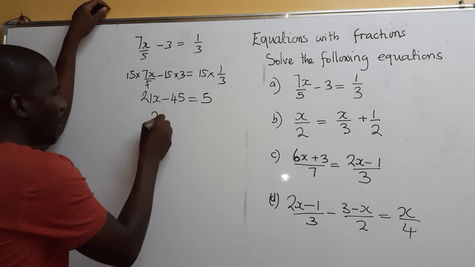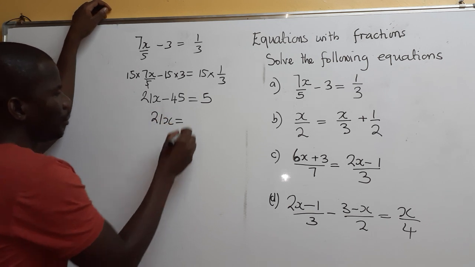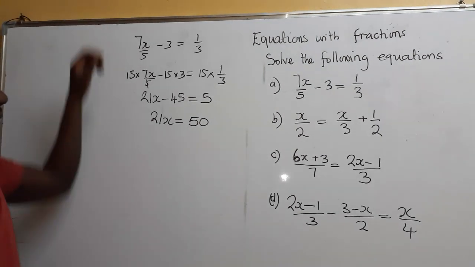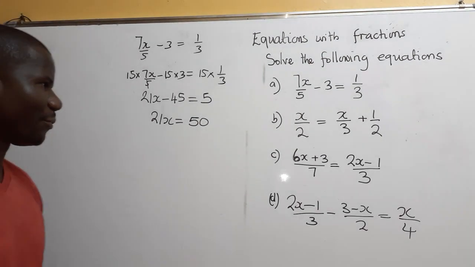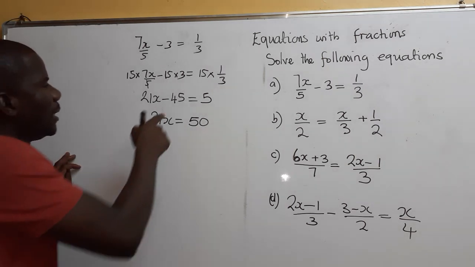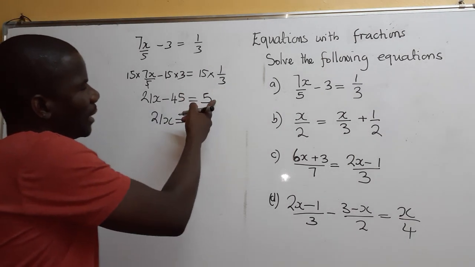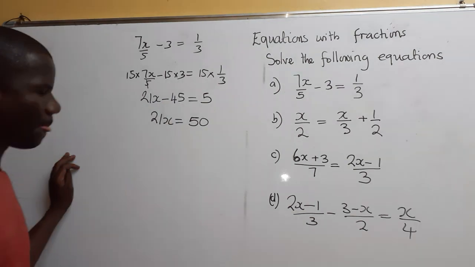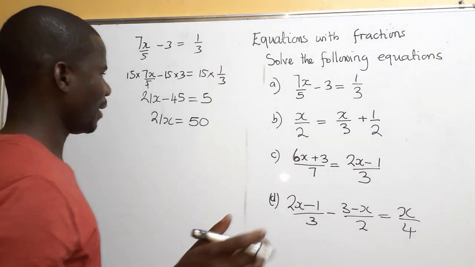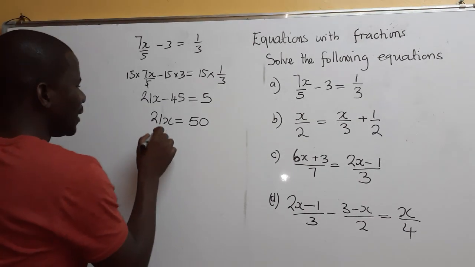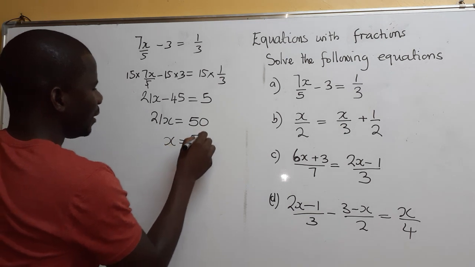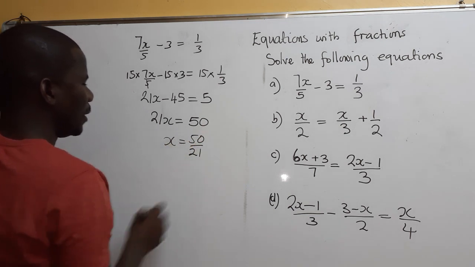So we have 21x is equal to 50. I'm sure you know where 50 is coming from. This 45 will have to go to the other side. The additive inverse of minus 45 is plus 45. To get the value of x, you divide both sides by 21. So we're going to have 50 divided by 21.